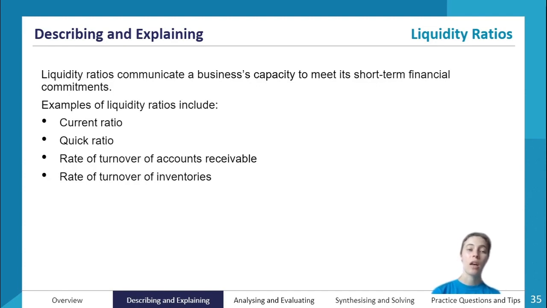So this idea of liquidity is about how easy it is to turn the money into cash that can be used to immediately pay for something. Some liquidity ratios include the current ratio, the quick ratio, and then the rate of turnover of accounts receivable and the rate of turnover of inventories. Let's now look at each of these.